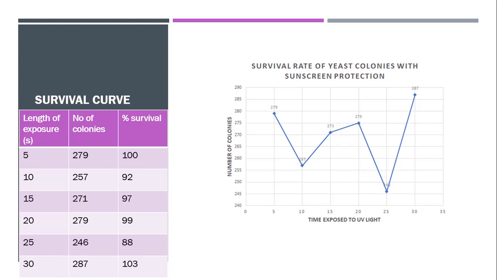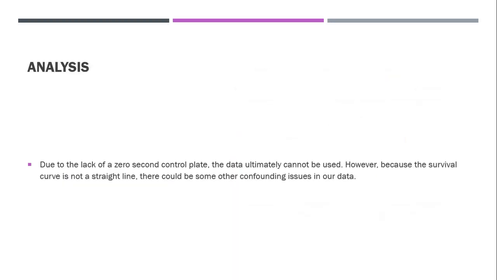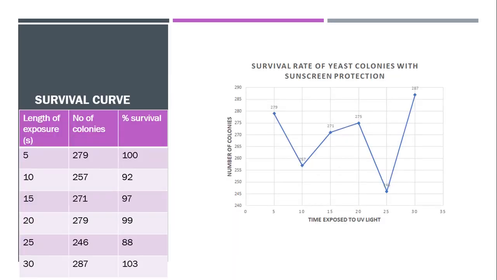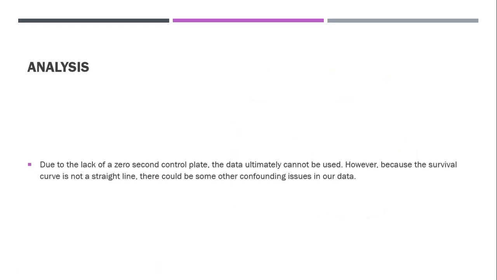Here we can see the data. Again, the data seems to be possibly inconclusive due to the fact that from 10 seconds to 20 seconds there was an increase in yeast colonies, and from 25 to 30 seconds there was a large jump in the number of yeast colonies, and we did not have a 0-second control plate for this one. So due to that, we ultimately cannot use this data.